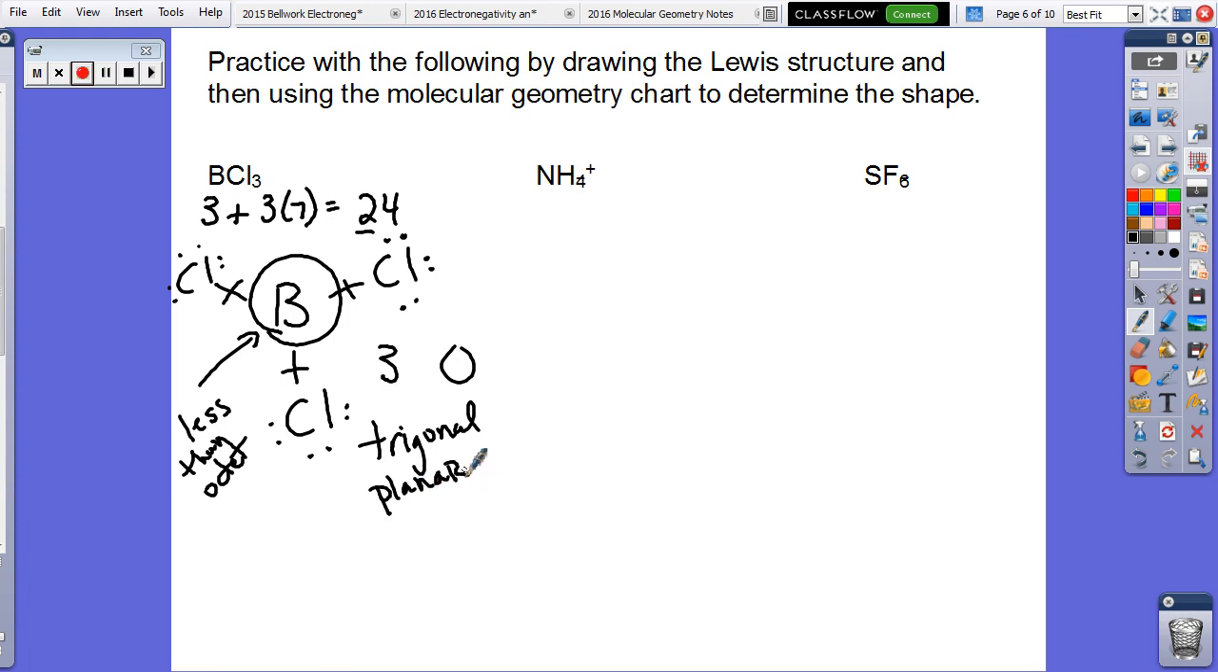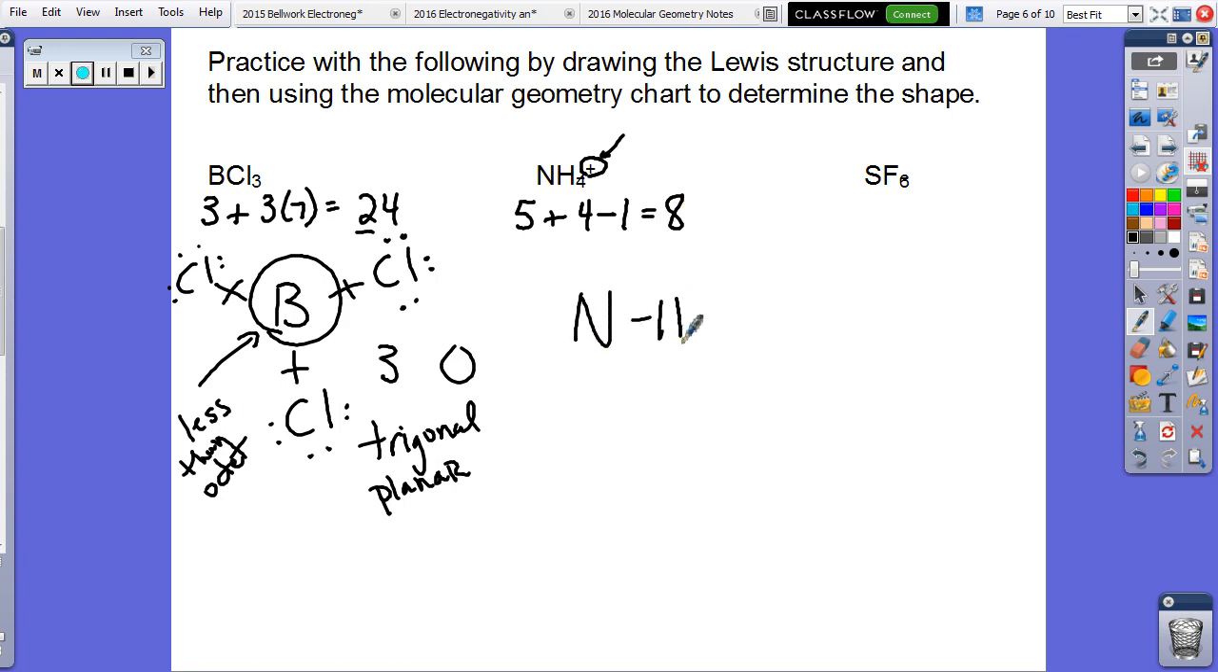Okay, so I'm going to do the same for ammonium ion. We've actually drawn this one before. Remember, when it's an ion, we have to make sure we pay attention to adding or taking away electrons based on the charge. So nitrogen is 5. Each hydrogen is 1. This means I lost an electron, so I have to take one away from my total count. So that gives me 8.